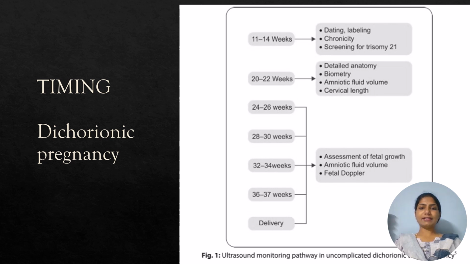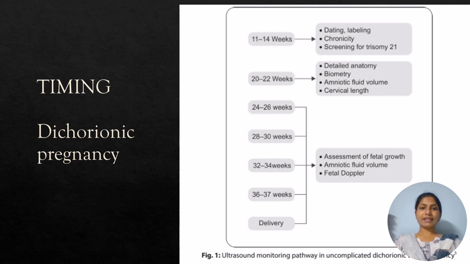And once we have identified the cervical length in the anomaly scan, serial assessment of cervical length has to be done. The cervical length is best assessed by transvaginal sonography when compared to transabdominal sonography. And then the next scan would be between 24 to 26 weeks of gestation. After that, every scan will be after 4 weeks, that is 28 to 30 weeks, 30 to 34 weeks, 36 to 37 weeks, and at the time of delivery.